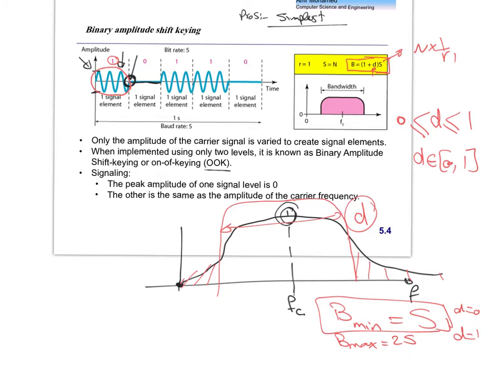Yes, the signal rate, yes. Not always. For this case, as we said, the minimum bandwidth is the signal rate, and the maximum bandwidth is double the signal rate based on the value of D. And we said that the value of D is from 0 to 1.